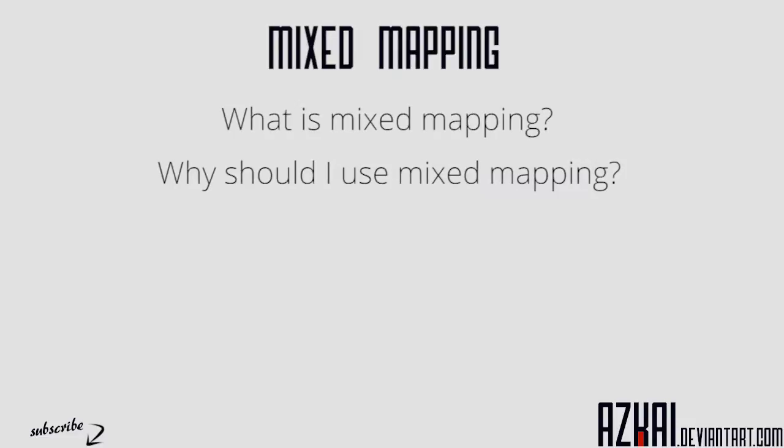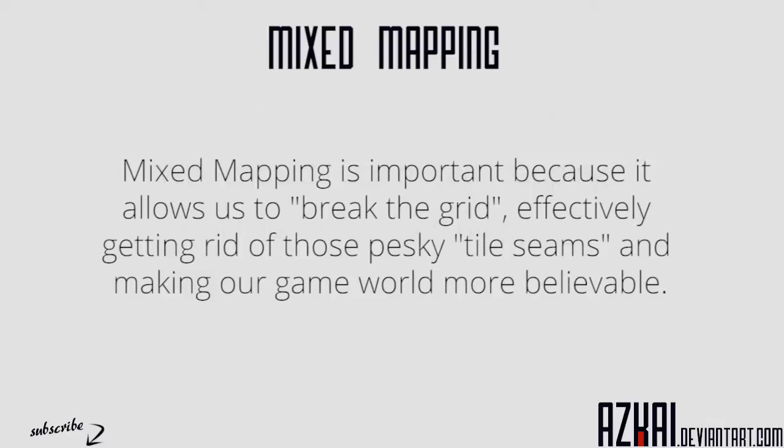First we'll go over what mixed mapping is, why it's useful and why it's needed, and finally how you can do it. So mixed mapping is exactly what it sounds like. Mixed mapping has to do with map making for pixel art, and it's important because it helps to break the grid. Now what I mean by this is it's very easy, especially when using 2D graphics, to see a grid or a pattern forming when you're trying to make a map. And these patterns are formed by the seams of each tile. It's very important that we get rid of these seams.